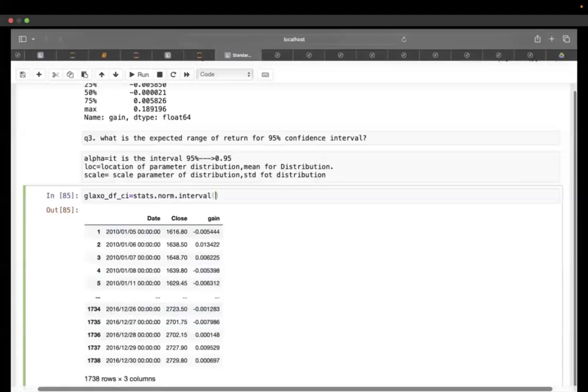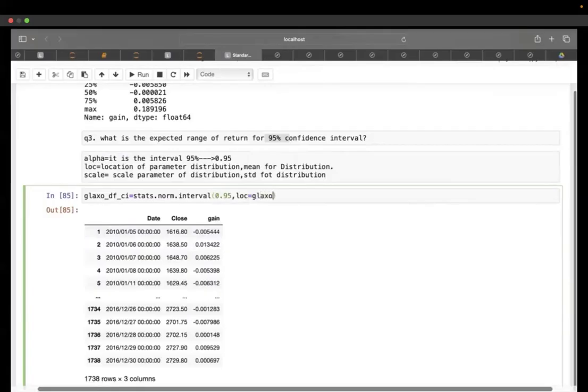Okay. Inside that, first parameter is going to be your alpha. What is the confidence level? 95%. We are going to mention 0.95. Next thing is your location. The location is going to be the mean of the column. Which column, guys? Glaxo underscore DF gain column.